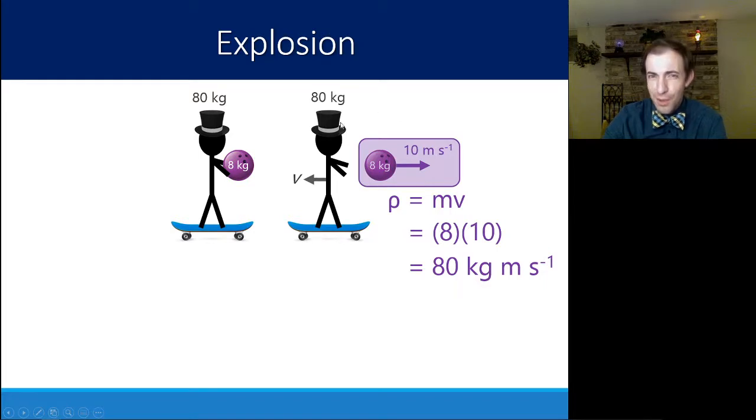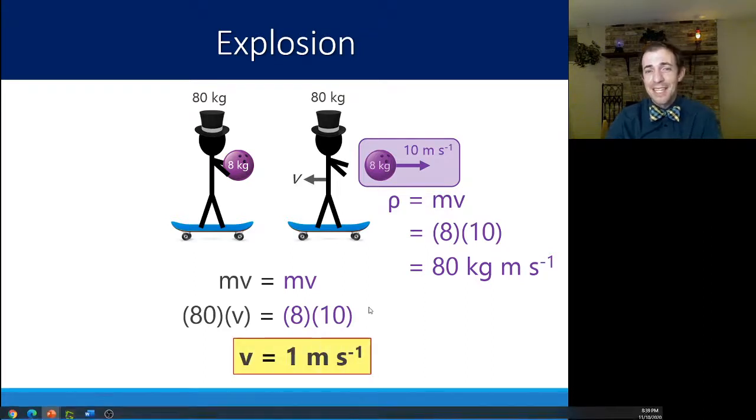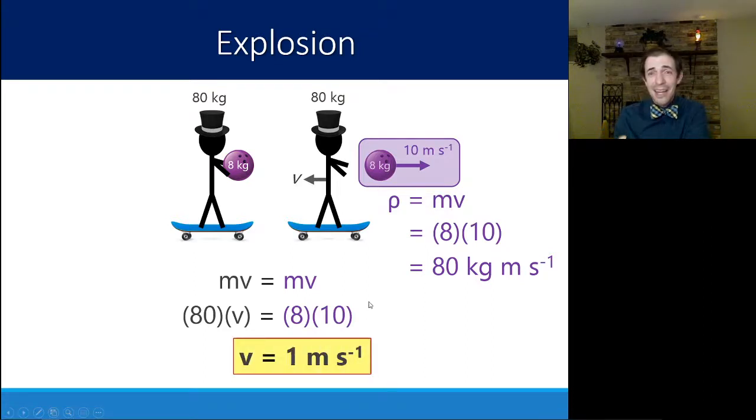But in order for the total to be 0, the momentum of you plus the skateboard going the opposite direction has to be equal to that. So mass times velocity going one way has to equal mass times velocity going the other. And we know that your mass is 80 kilograms. So the only unknown here is your velocity afterwards, because 80 kilogram meters per second on the right has to equal 80 times v, which means that v has to be 1 meter per second, which is why that animation showed you moving so slowly, because you're moving at 1/10 of the speed of that bowling ball.